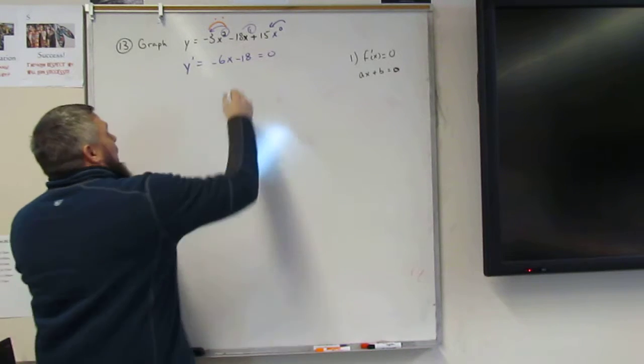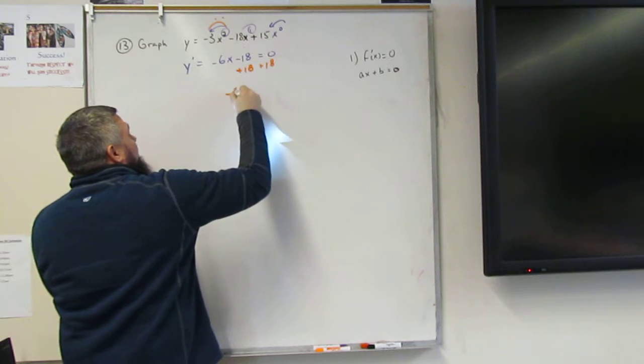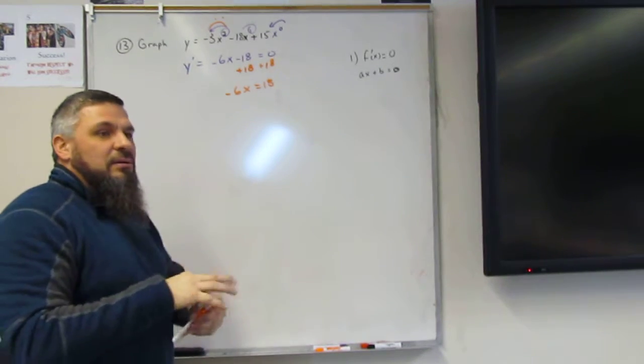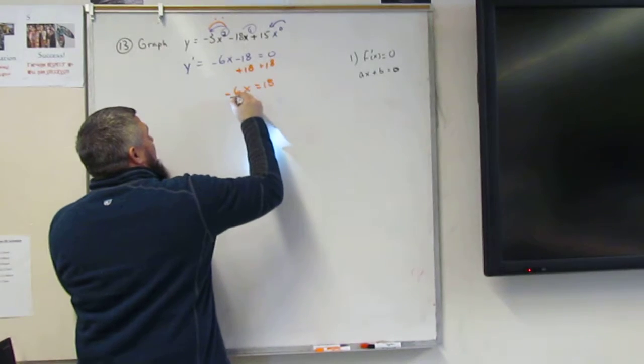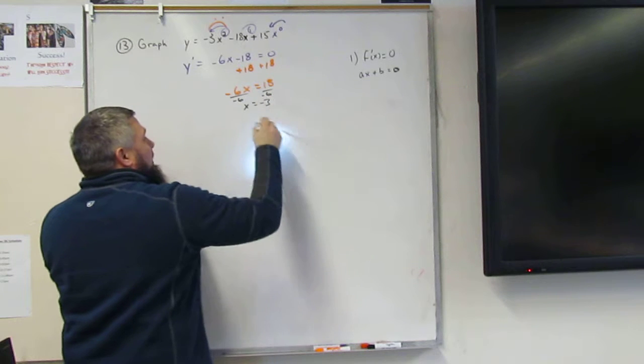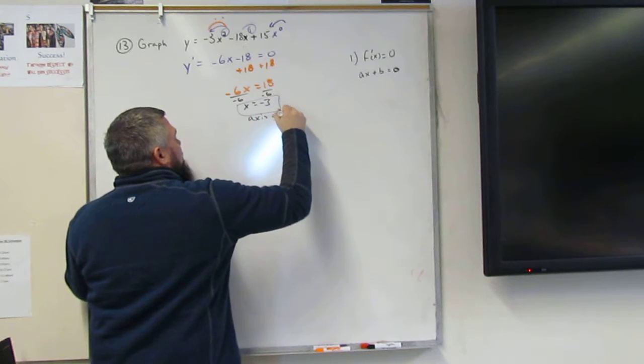So, add 18. Okay, and I get negative 6x is equal to 18. And then I divide by negative 6, divide by negative 6, I get x is equal to negative 3. And that is your axis of symmetry.